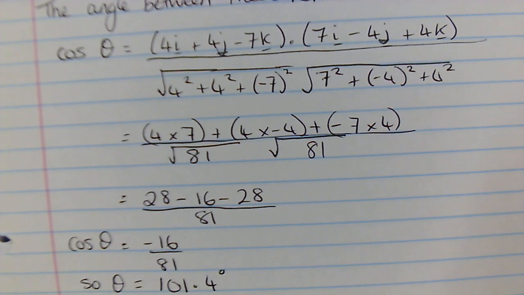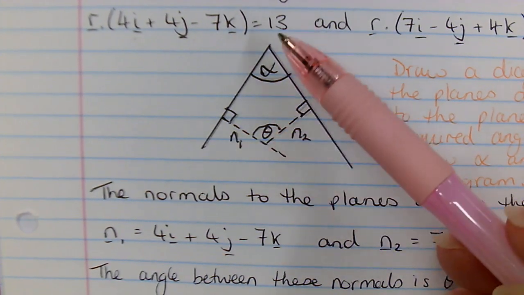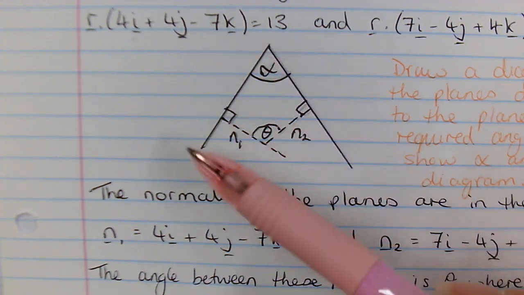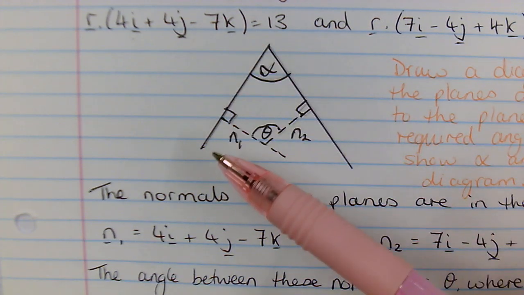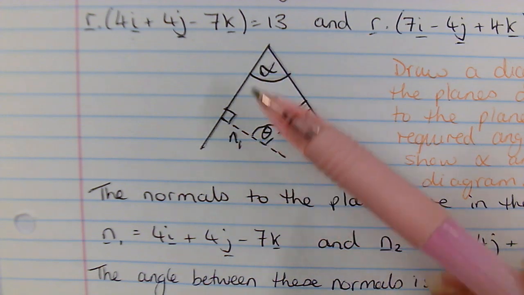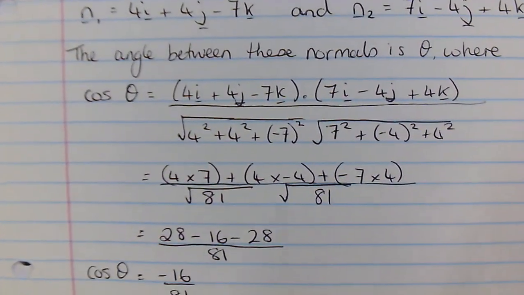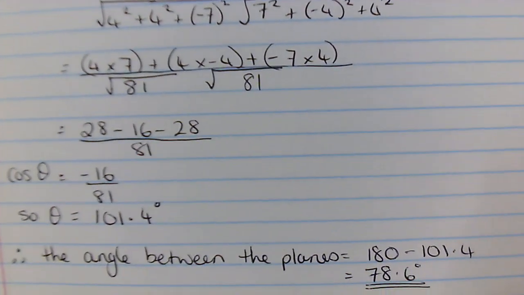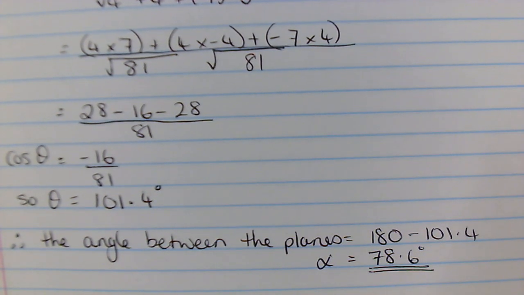Now remember theta is this angle here. Because these two are both right angles, because of the perpendiculars, all four angles add up to 360, but as these two are 180, these two here must add up to 180. So if we do 180 take away the 101.4 that we got for theta, we get that the angle between the planes, alpha, equals 78.6 degrees.